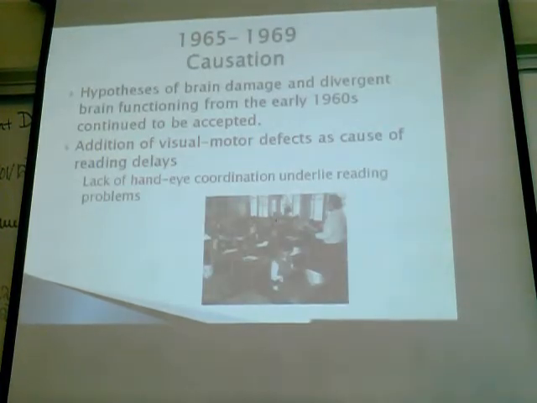From 1965 to 1969, the hypothesis of brain damage and divergent brain functioning from the early 1960s continued to be accepted. There was an addition of visual motor defects being a cause of reading delays. They basically said the lack of hand-eye coordination was an underlying problem for reading delays.